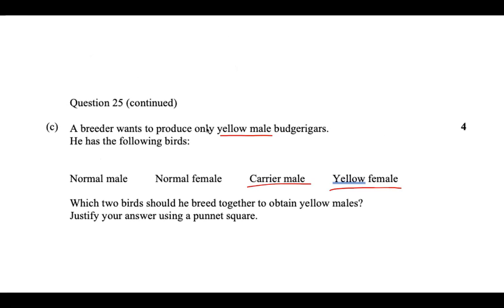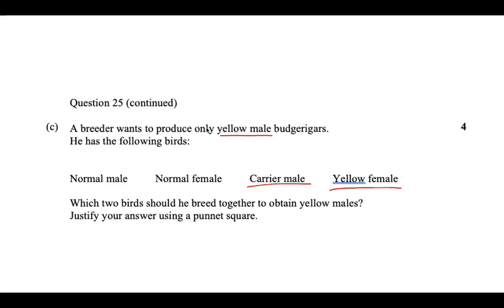All right, question 25. A breeder wants to produce only yellow male budgerigars. And he has the following birds: a normal male, a normal female, a carrier male, and a yellow female. So which two birds should he breed together to obtain yellow males?